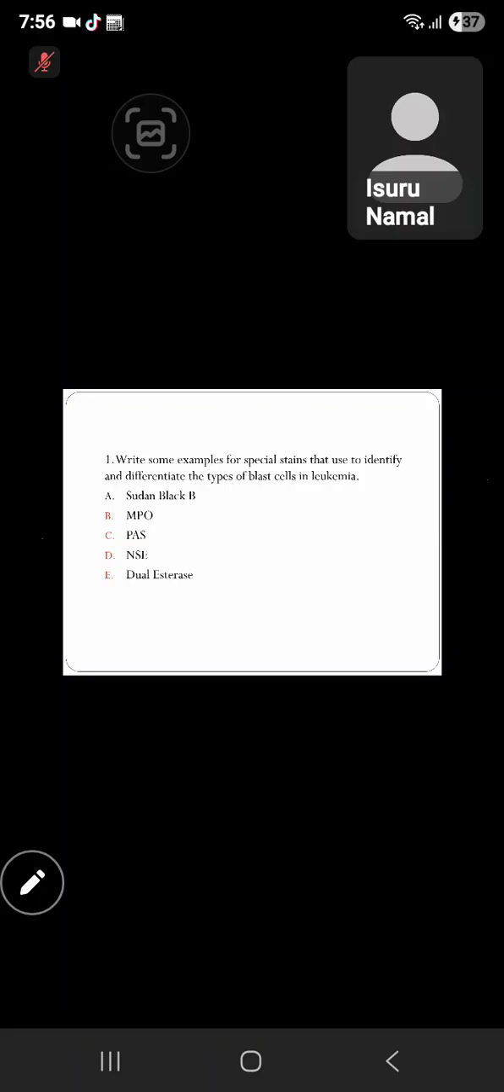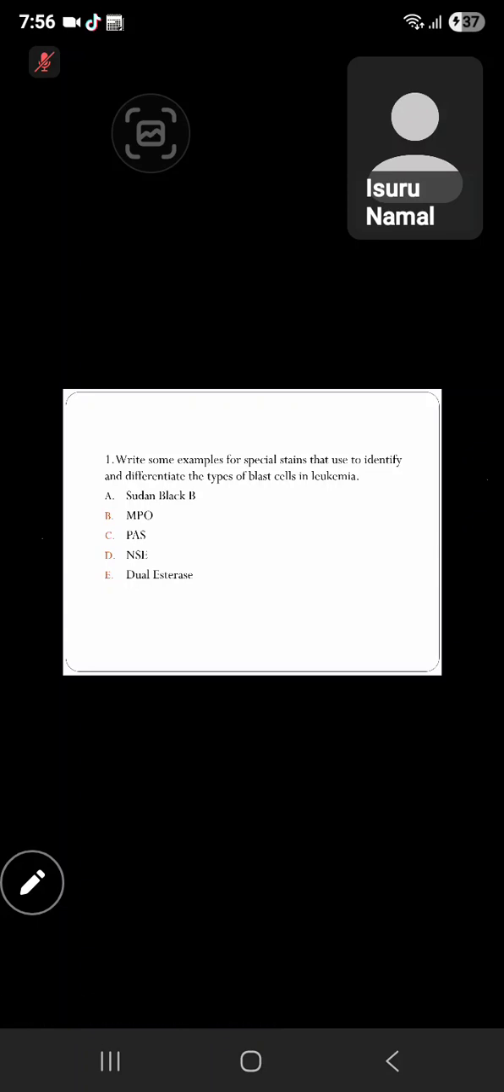The same you can use to identify the myeloblast, except instead of the Sudan staining, you can use MPO staining. Then that will become positive for the myeloblast, right? Then, as I told previously, the PAS stain is also used to identify the type of blast, right?